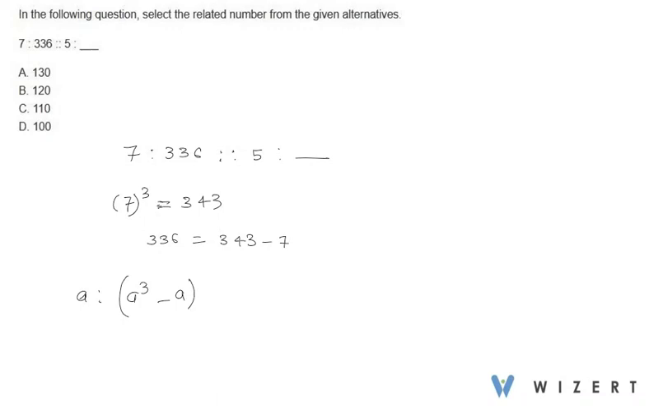So the equivalent will be 5 is to 5 cube minus 5, which is equal to 5 is to 125 minus 5, which is equal to 5 is to 120. So blank should be 120. Answer is option B.